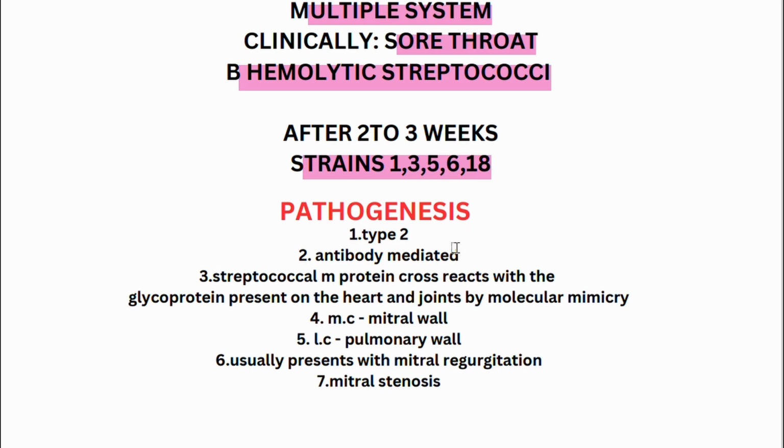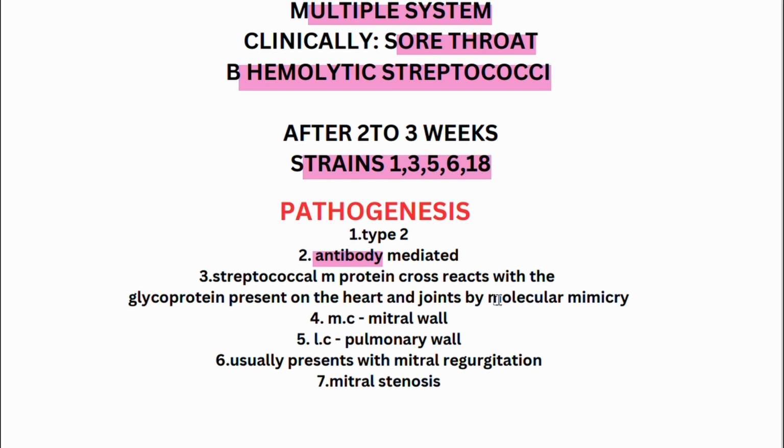Next, let's move to the pathogenesis, like what is happening in the heart so that we are getting rheumatic heart disease. It is a type 2 hypersensitivity reaction. Type 2 means it is antibody mediated. The streptococcal M protein cross reacts with a glycoprotein that is present on the heart.